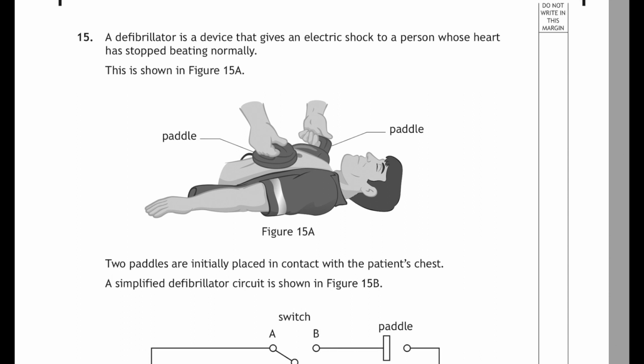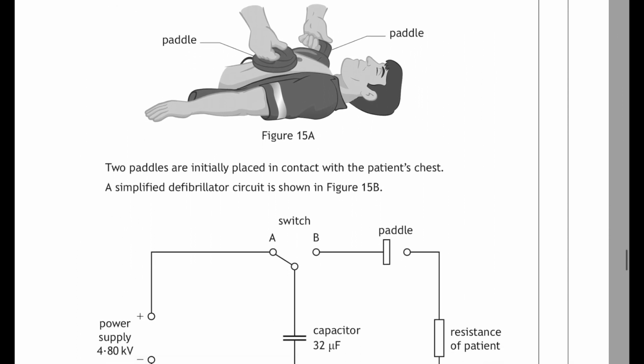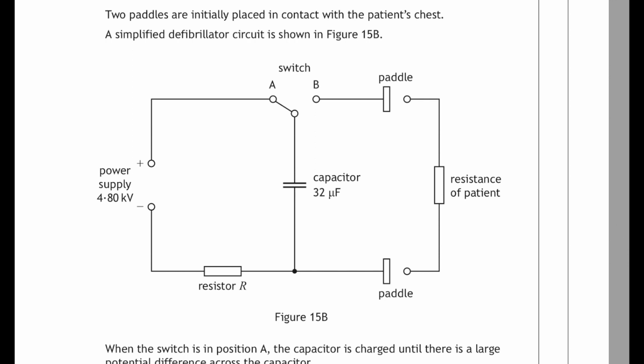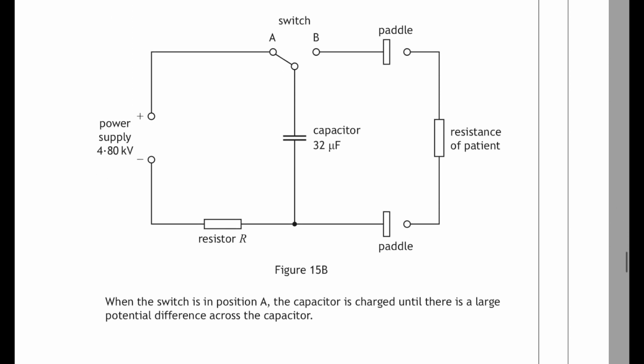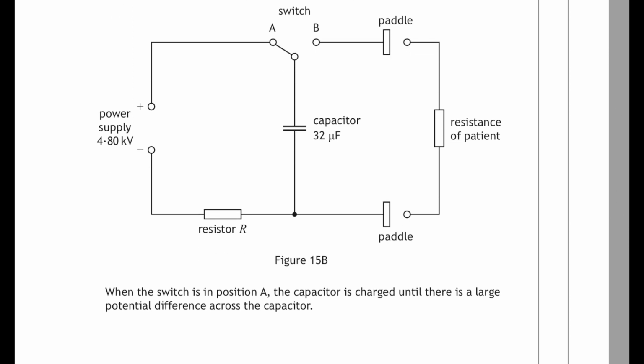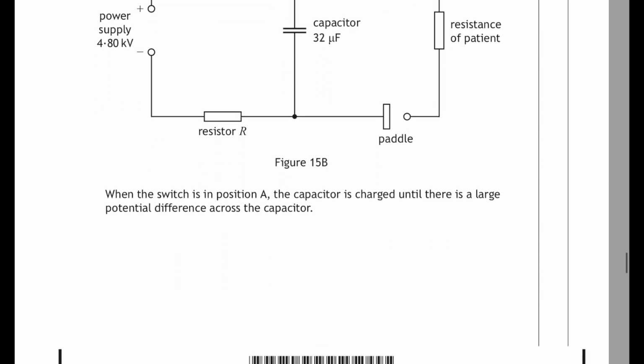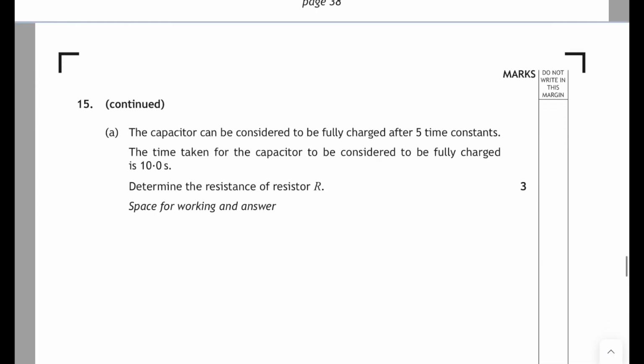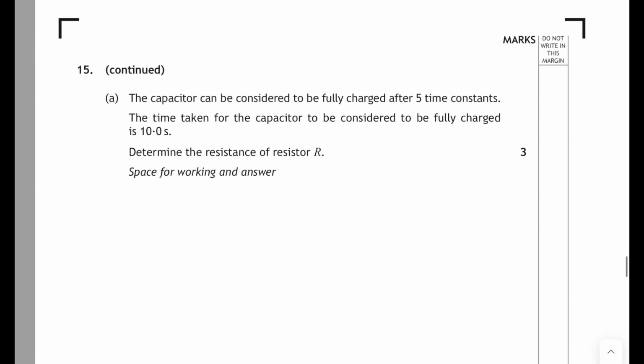And two paddles are initially placed in contact with the patient's chest, and a simplified defibrillator circuit is shown in figure 15b. And when the switch is at position A, the capacitor is charged until there's a large potential difference across the capacitor, and there's a 32 microfarad capacitor in the diagram. So the capacitor can be considered to be fully charged after 5 time constants, and the time taken for the capacitor to be considered to be fully charged is 10 seconds, and we've to determine the resistance of resistor R.